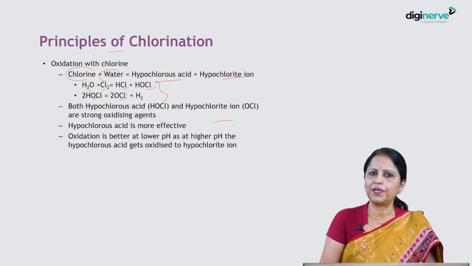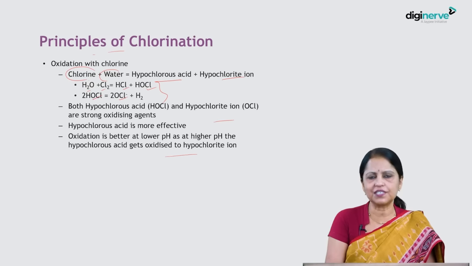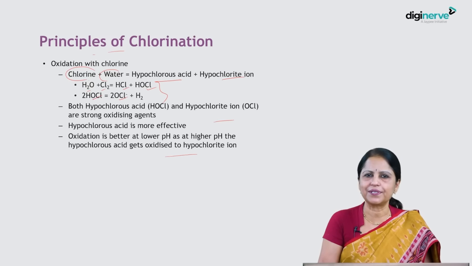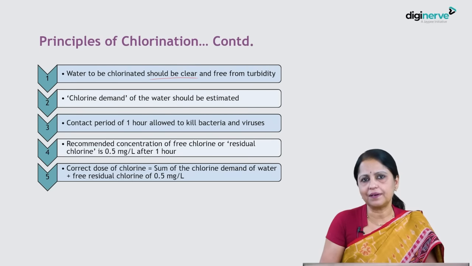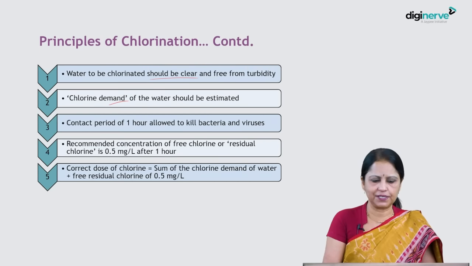At higher pH, the hypochlorous acid tends to get converted into hypochlorite ion. So functioning is better at lower pH because a higher concentration of hypochlorous acid is present in the water. So what needs to be done? The water should be clear and free from turbidity. The chlorine demand needs to be estimated.